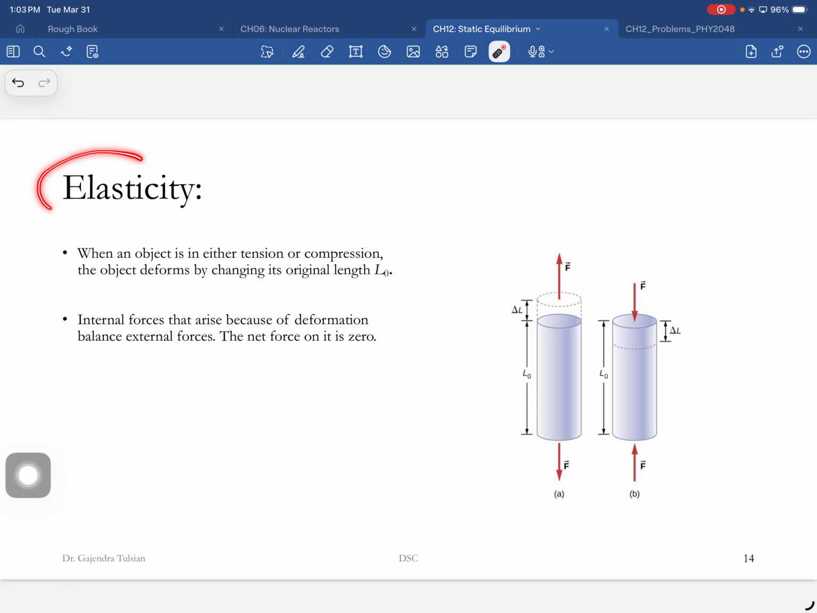All right, now let's come to elasticity. Yep. Do you have a question? No. Comment? No, we get it. Sorry. Okay.